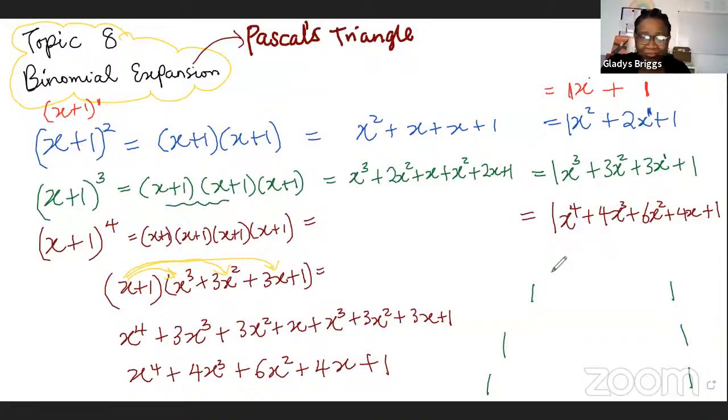Any other thoughts? Any other thing that you spotted? Come on, guys. You should be able to spot something there.